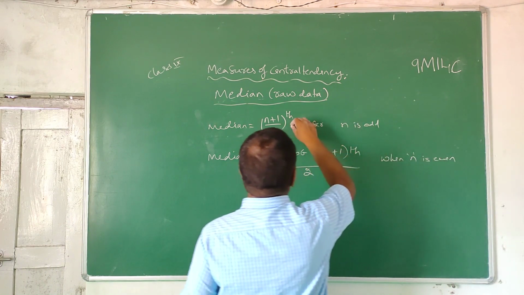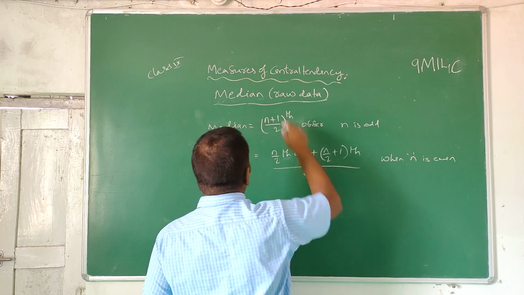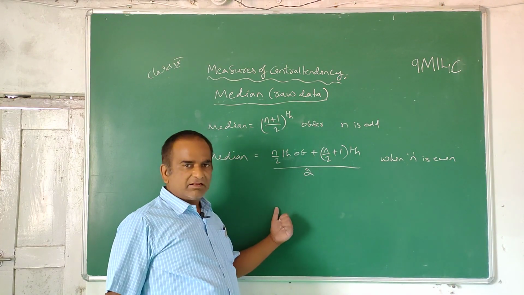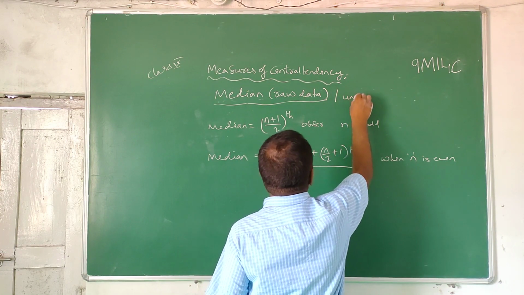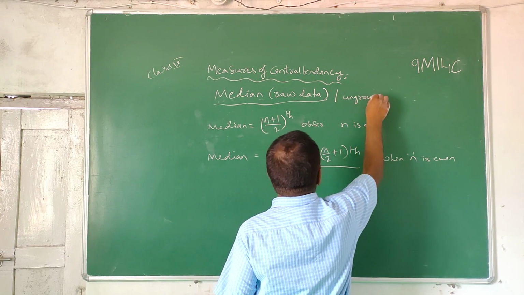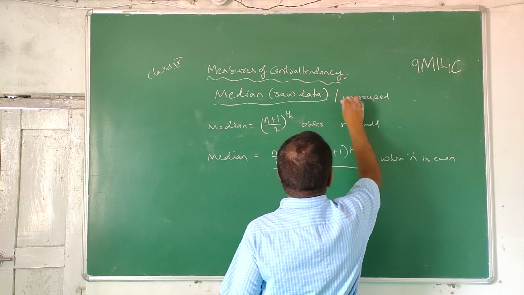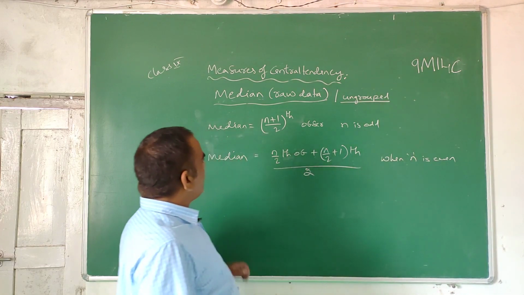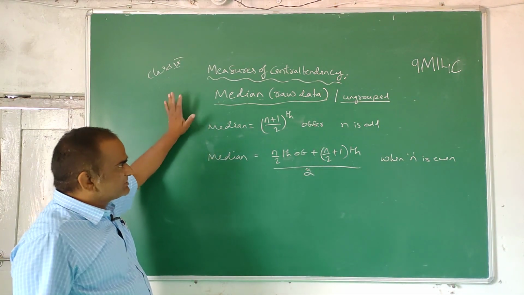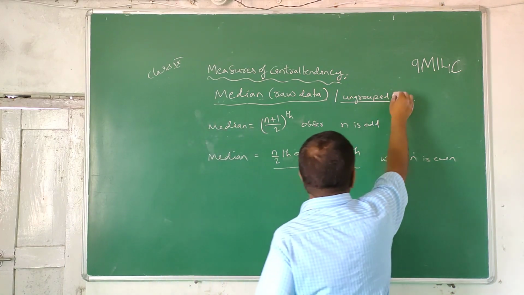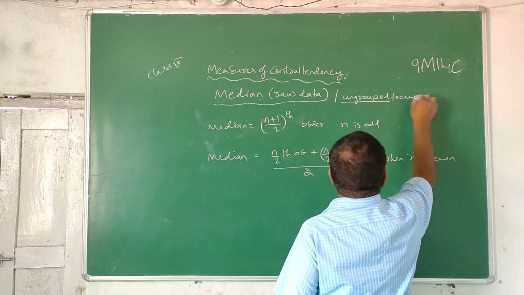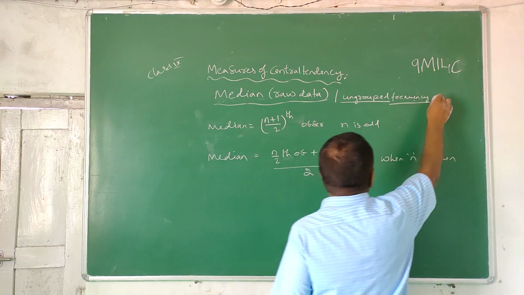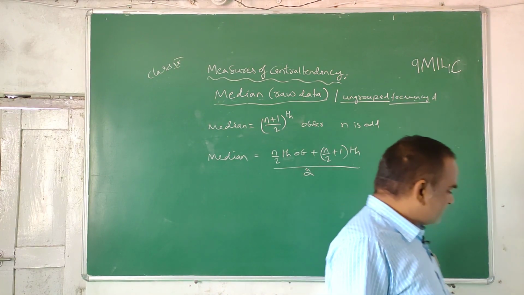So the same procedure, okay? Are you following? You have to follow it even for an ungrouped frequency distribution also. Even for raw data or an ungrouped frequency distribution, you have to follow the same method. Now I will give one example.